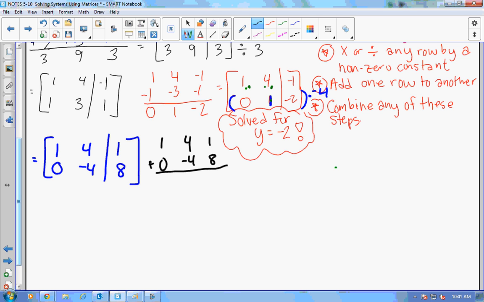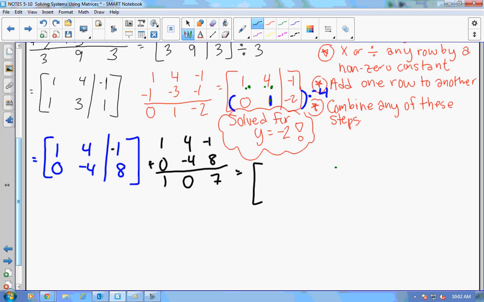1 plus 0 is 1, so I keep the 1 in the top left like I want. 4 minus 4 is 0, so I get the 0 in the second spot like I want. 1 plus 8 is 9. What? Oh, it is a negative 1. Thank you.